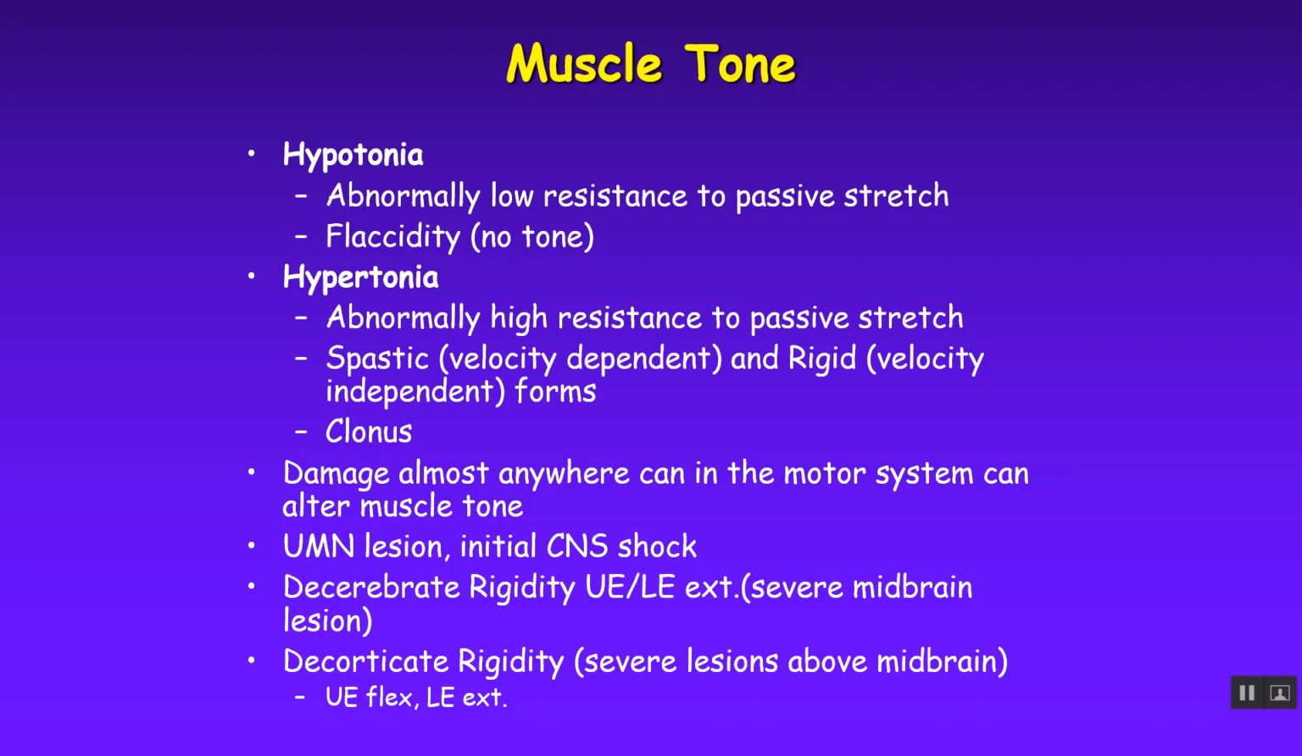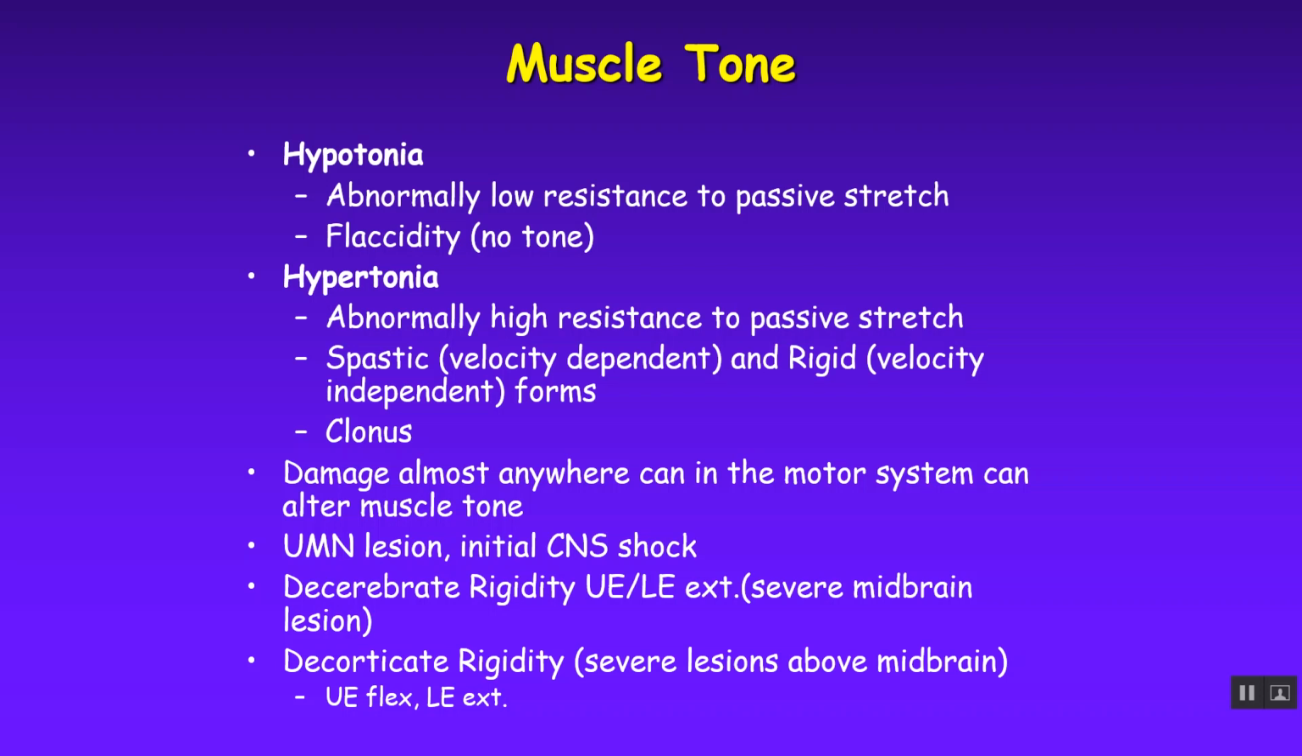You might see one called decerebrate rigidity and another called decorticate rigidity, and if they have it bilaterally, I'll show you pictures in a second. Decorticate rigidity is where their upper body is flexed like this and their lower body is extended. If they have it in both arms and both legs, that means they have a severe brain injury that involves the cortex, both sides of their brain, okay?